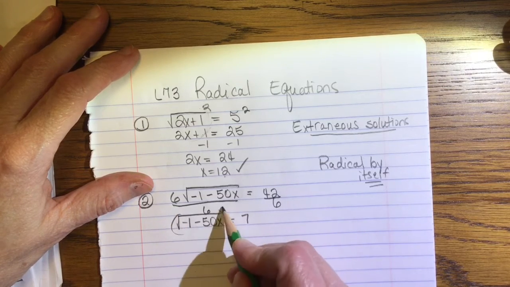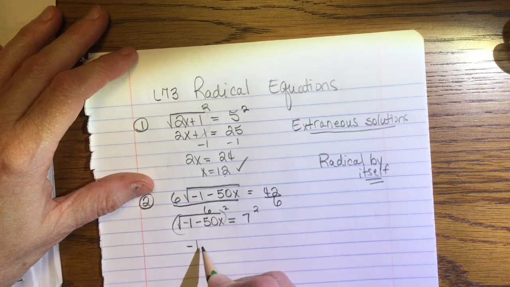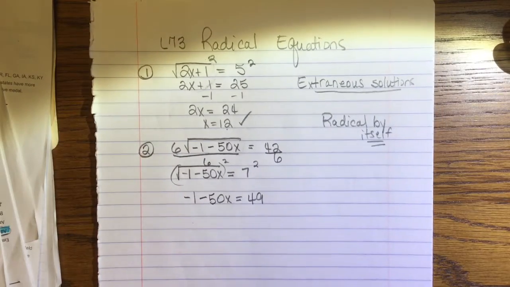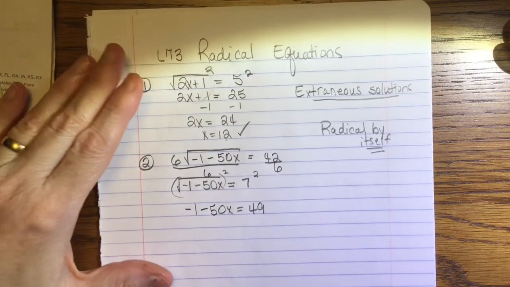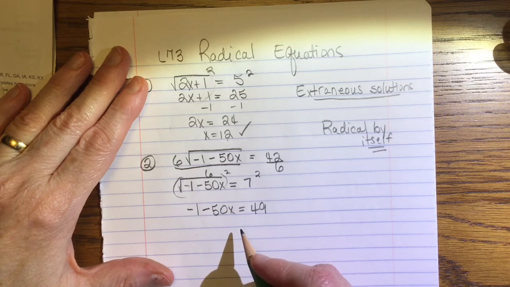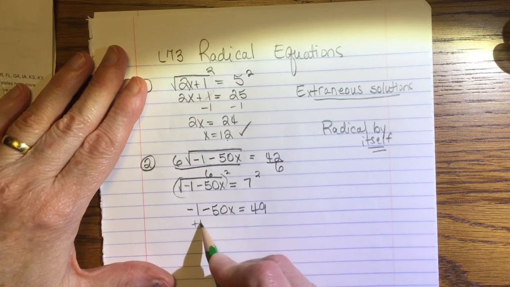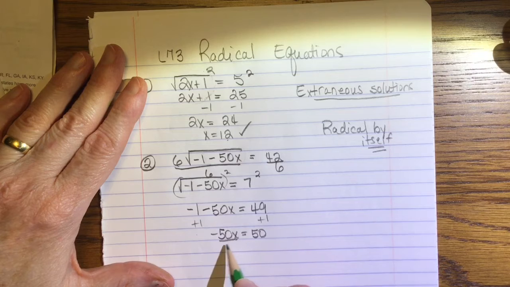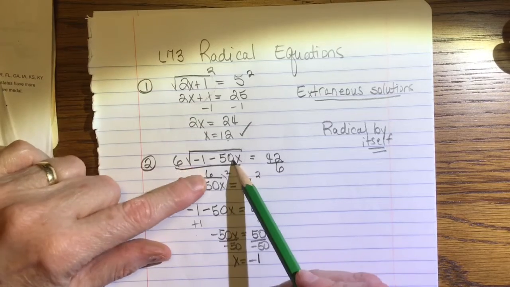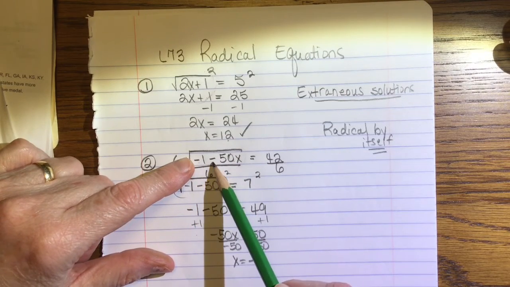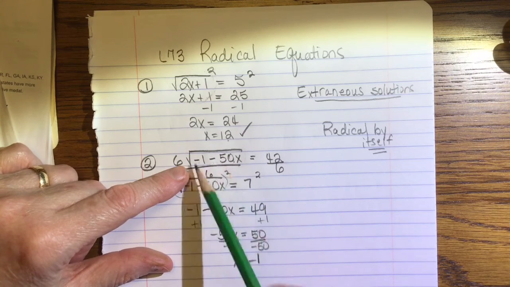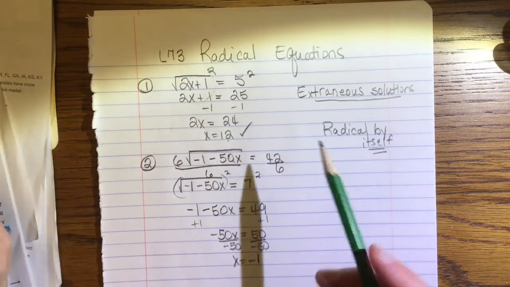Square both sides. I like to use parentheses. I get negative 1 minus 50x is equal to 49. And when you get there, you've pretty much just got an easy equation, and you'll just have to be careful and make sure your answers do work in the original problem. So we'll add the 1. We get negative 50x is equal to 50, and then divide by negative 50, and we get x equals negative 1. Putting that back under here, we have negative 1 minus 50 times negative 1, which would be negative 1 plus 50, which would be 49, which does work. And that's 6 times the 7, which gives you the 42.